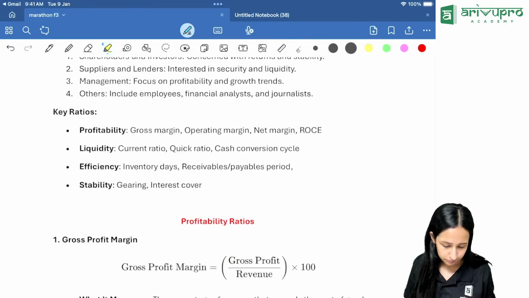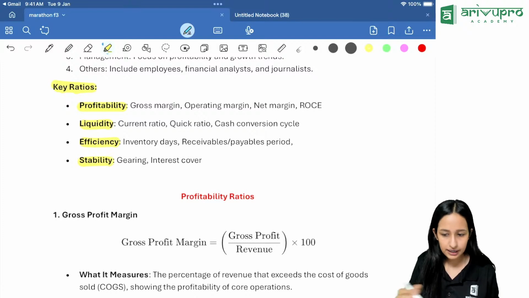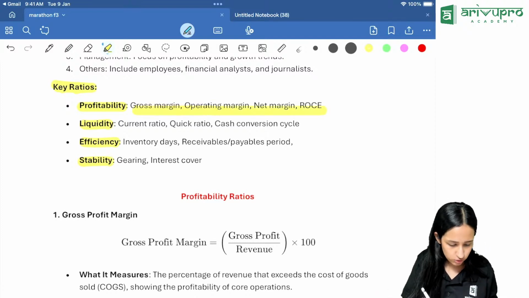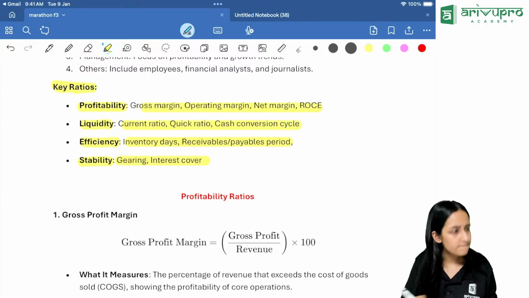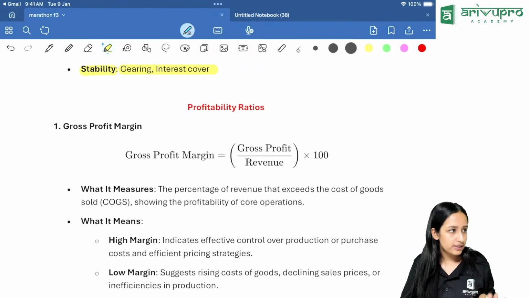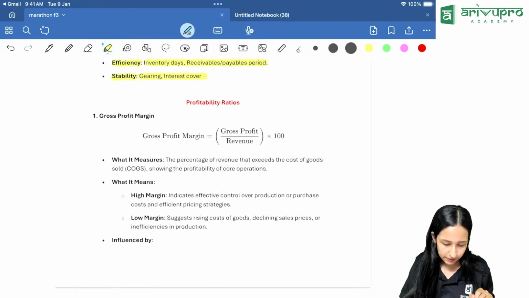These are the key ratios we'll be dealing with: profitability, liquidity, efficiency, stability ratio, etc. These are the ratios that we will be mainly concerned with. Got it? Now, there is nothing to explain in these ratios. Everything I've given here, see.